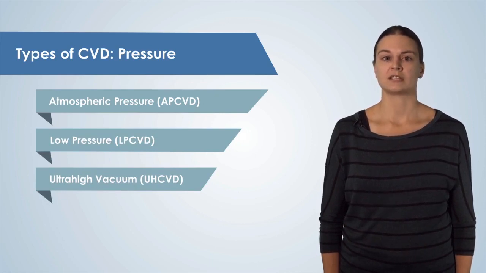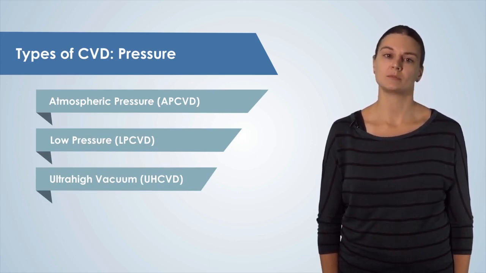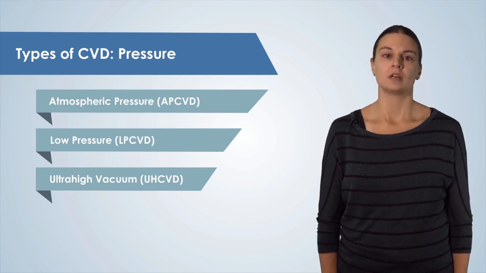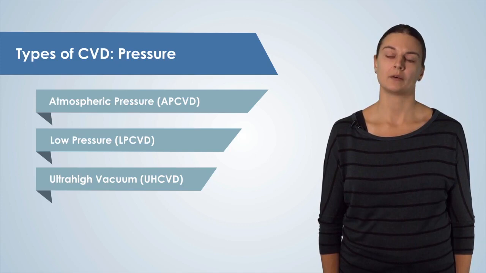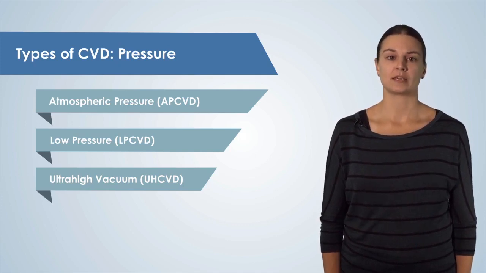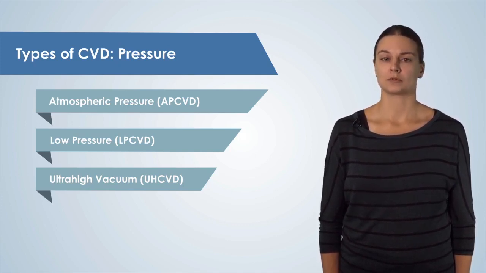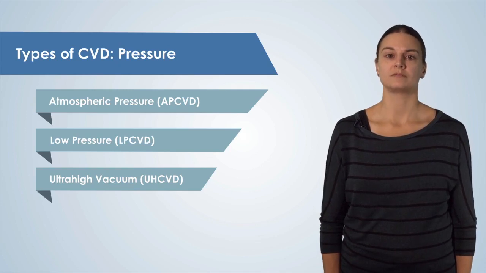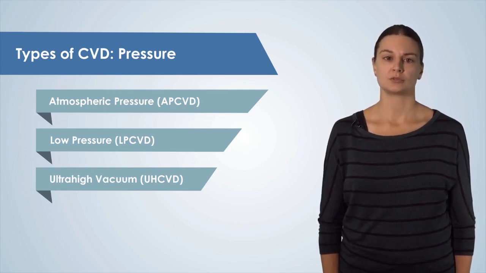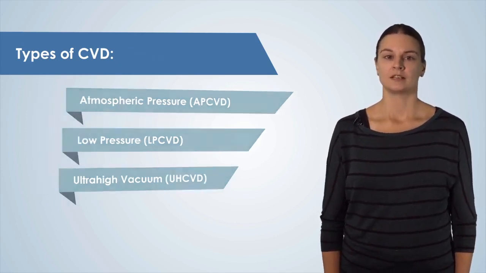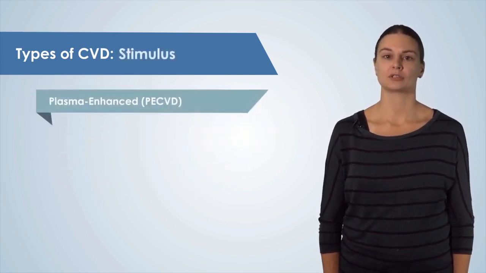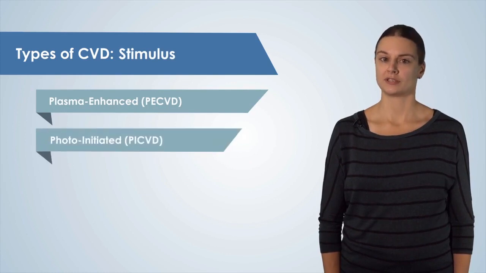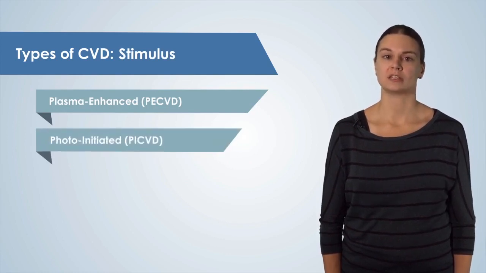Another way to differentiate CVD processes is by the stimulus used within the reactor. Most CVD processes will use heat to help the reaction propagate. However, some samples will degrade at high temperatures, such as polymers or biologic materials. For this reason, some systems use other forms of stimulus. This includes plasma-enhanced CVD, which involves converting the precursors to plasma, and photoinitiated CVD processes, which use UV light.